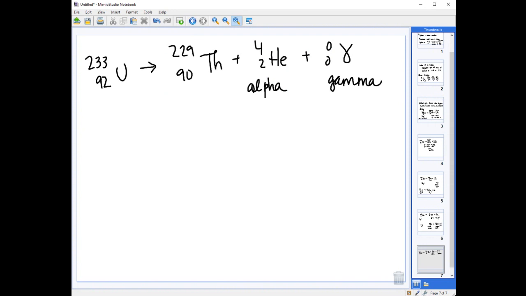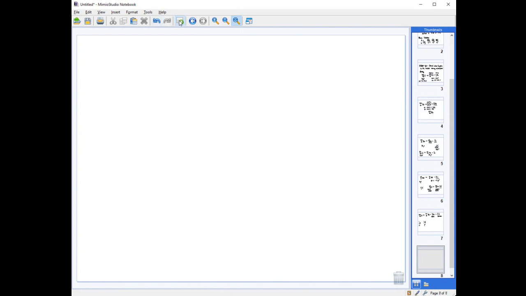We can also have just a neutron that's released, and you see how that's written in notation, or a proton that's released, and we use the hydrogen atom to represent a proton. So we can have a neutron that is released or a proton that is released, and that's the notation for those. We can also have kind of a weird one called electron capture.